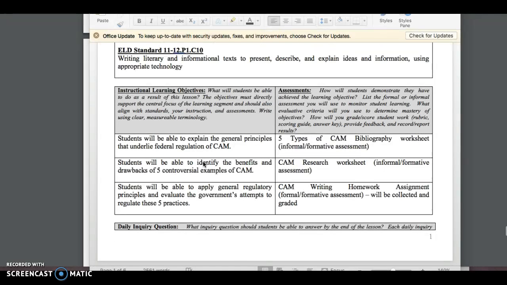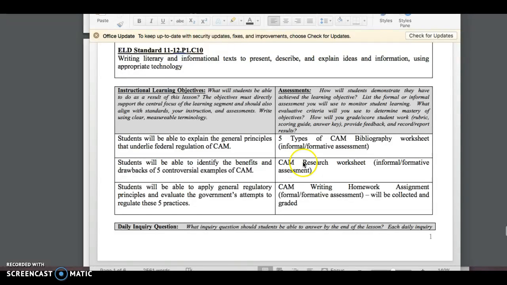So the 3 learning objectives I have for the lesson are, the first one, which says students will be able to explain the general principles that underlie federal regulation of CAM. To assess this, it will be an informal formative assessment, so it won't be graded, but it will just be checked, and they'll be doing this by researching their assigned bibliography category of the 5 types of CAM.